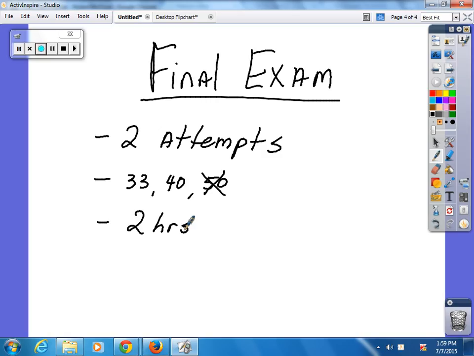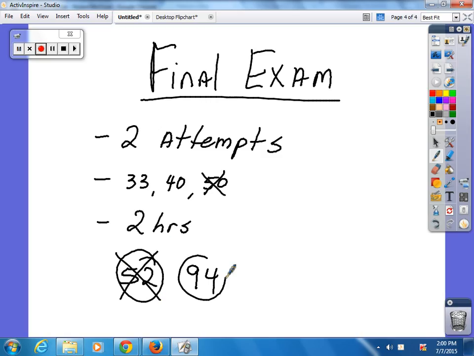Now, if you make a 52 on the first final exam, and you make a 94 on the second final exam, second attempt, what will the computer do? It will drop this one, it will not calculate it. It will calculate the 94. All right, can y'all think of any other?